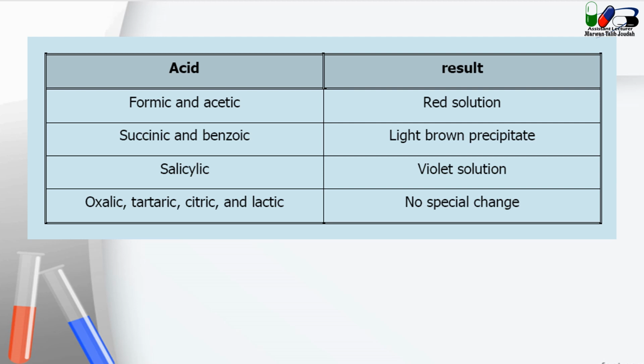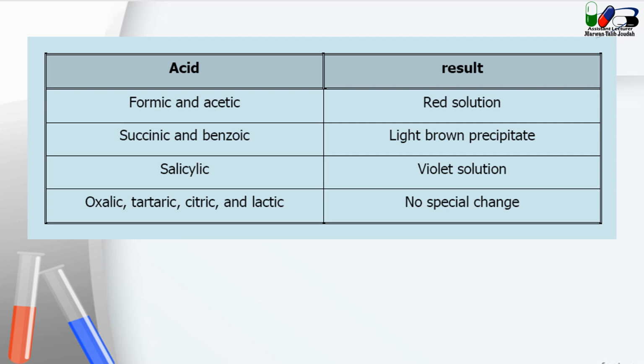In the final exam, if I give you a carboxylic acid and you don't know whether it's a carboxylic acid or not, you know the ferric chloride test is used to distinguish between a carboxylic acid and other molecules. For the carboxylic acid, it must be red. If you get a red solution, then you could say we have a carboxylic acid and it's formic acid.